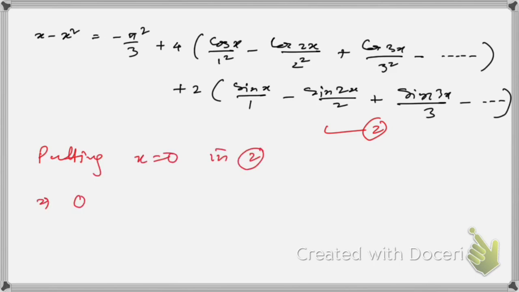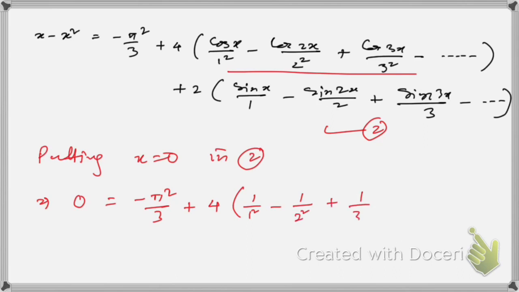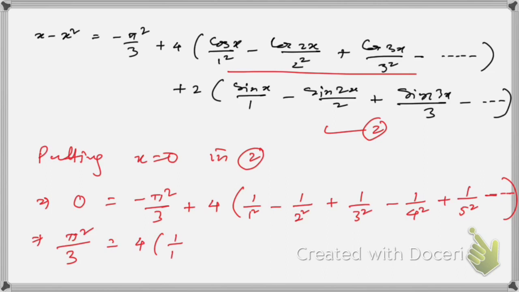So what we're gonna get on the left hand side, you will get 0, 0 minus 0 square, that's gonna be 0 obviously. So minus pi square by 3, then plus 4 into, we know cos 0 is 1, so this term is going to give you 1 by 1 square minus 1 by 2 square, then plus 1 by 3 square, then minus 1 by 4 square, then plus 1 by 5 square, and minus, and so on. And you know sine 0 is 0, so this part is going to be equal to 0, right? So hope you have understood this. So now from here, minus pi square by 3 is equal to 4 into 1 by 1 square minus 1 by 2 square plus 1 by 3 square minus 1 by 4 square and plus and so on, right?